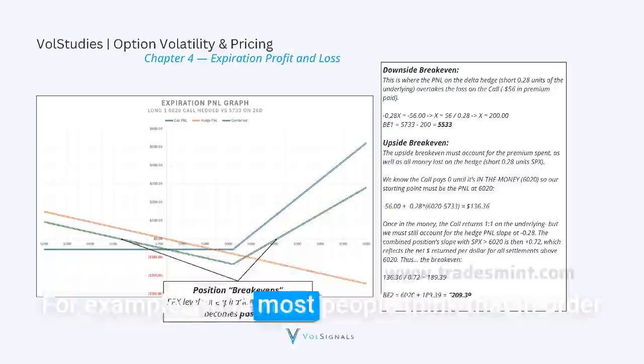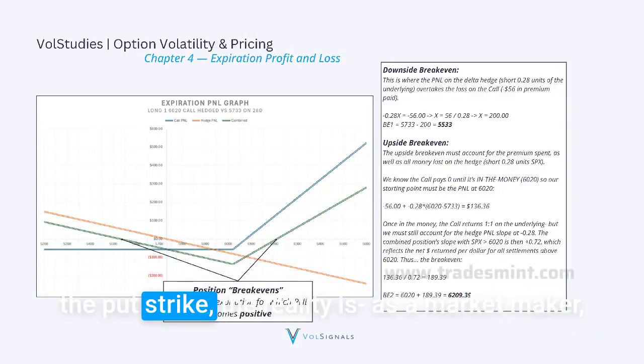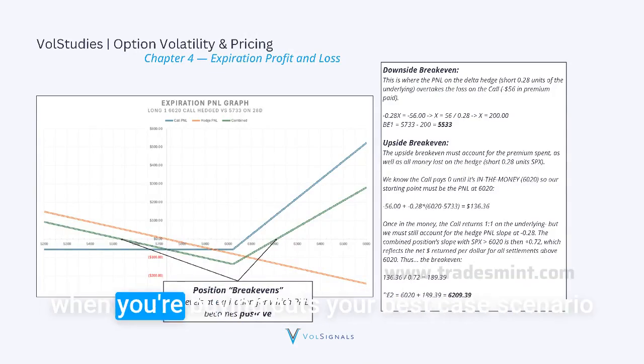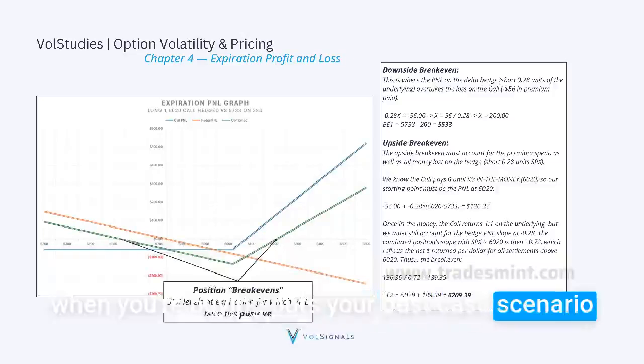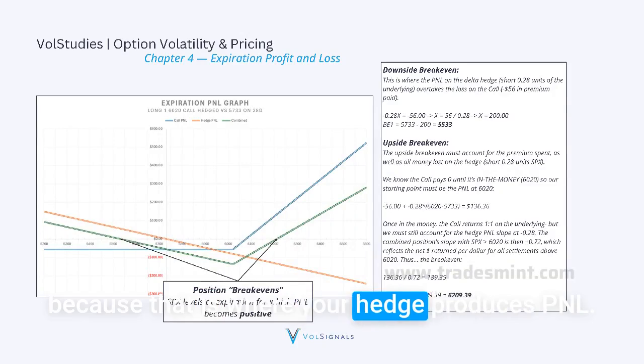For example, while most people think that in order to make money buying puts, you need to fall below the put strike, the reality is, as a market maker, when you're buying puts, your best case scenario is a drift higher and away from your put strikes, because that is where your hedge produces P&L.